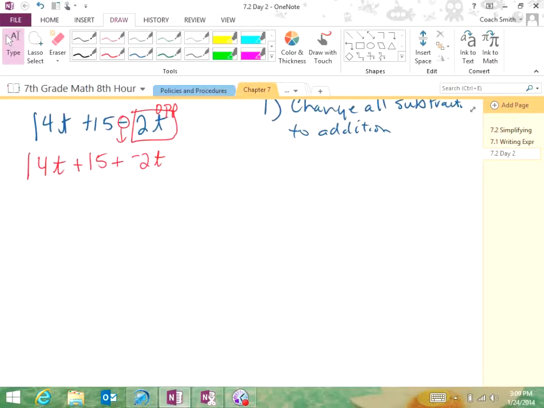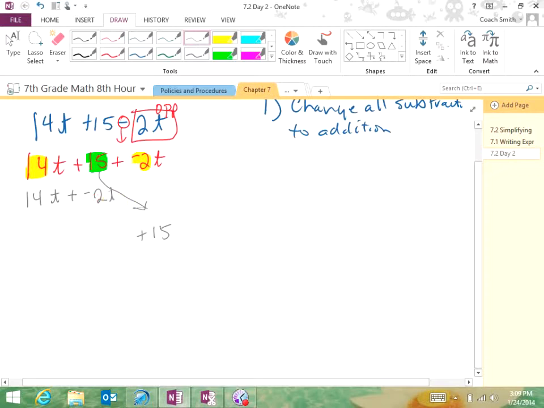Now, in this, these are our coefficients, and this is our constant. There's only one constant, so we can't put it with anything else. So I'm going to take the one constant and just bring it down here so it's in my answer. Okay? The two things that we can put together is the 14t plus the negative 2t.